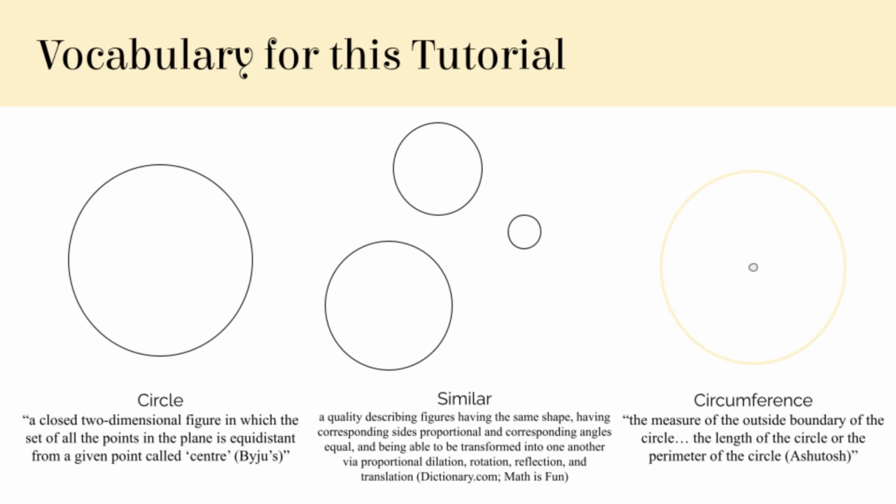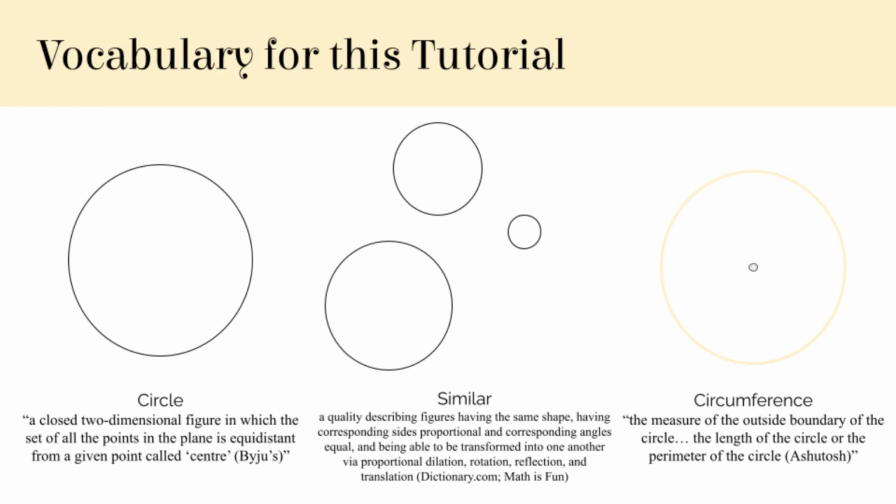Similar: a quality describing figures having the same shape, having corresponding sides proportional and corresponding angles equal, and being able to be transformed into one another via proportional dilation, rotation, reflection, and translation. Sources include Dictionary.com and Math Is Fun.